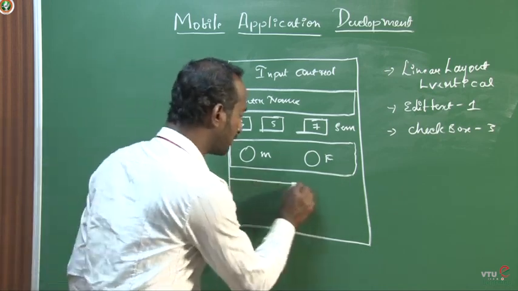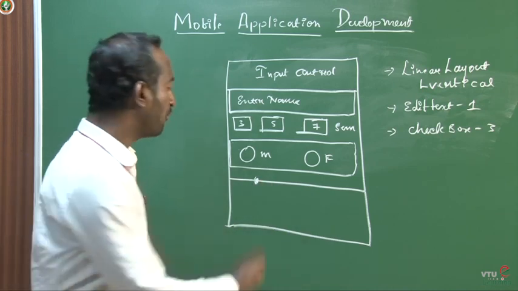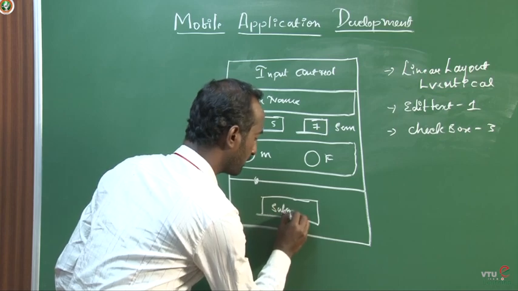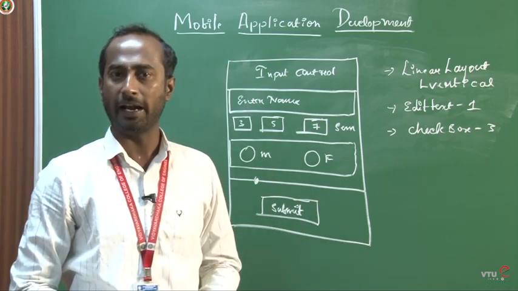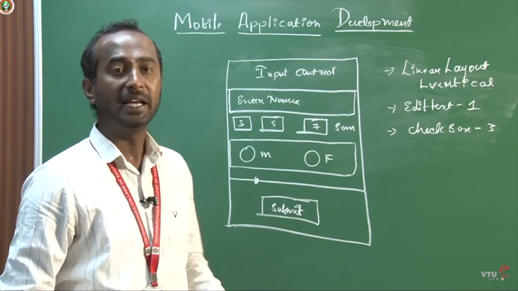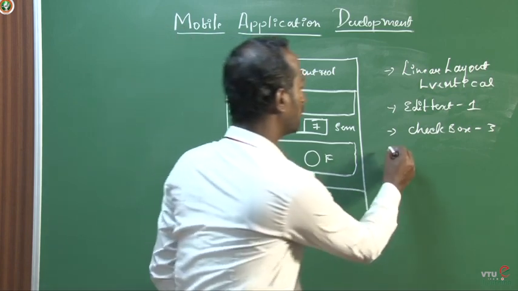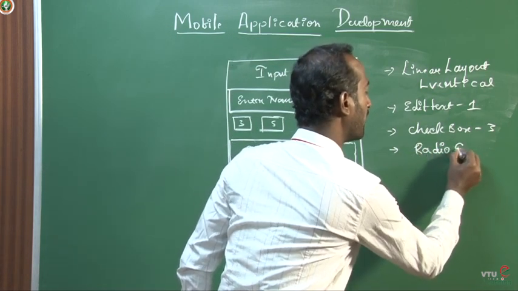Finally, I'm going to add a progress bar just to demonstrate the progress, how it works, followed by a submit button. Just observe. Here I'm taking this many components or widgets in my application to demonstrate the input controls. So totally, one radio group is required.